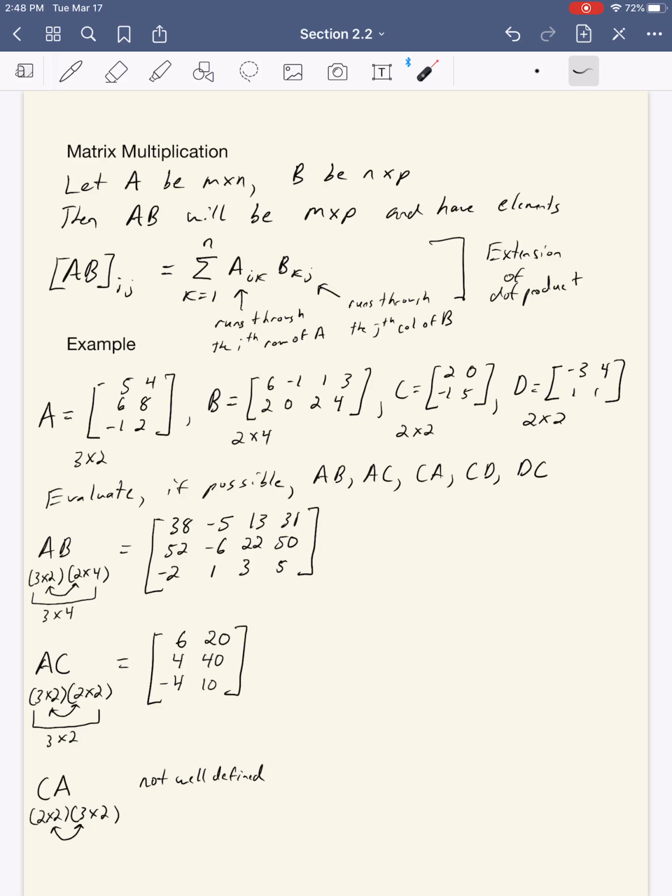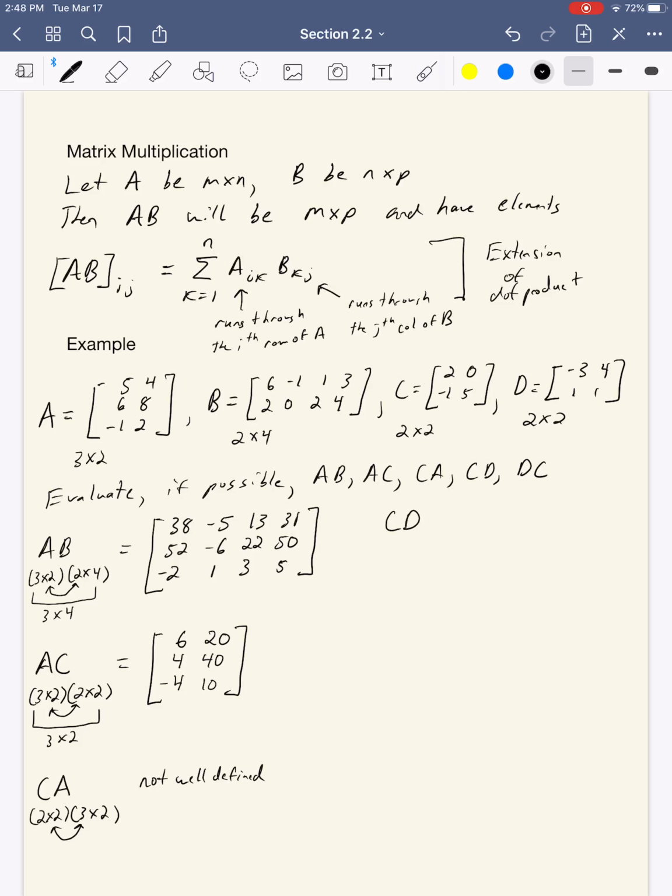That's why this one's not well defined. Now you can see that that's a big deal, because it means that the order of the multiplication impacted the result. Here, when we did AC, we actually got a natural result. CA, though, is not well defined. So the order of the multiplication makes a big deal. Okay, let's take a look at these last ones involving the square matrices.